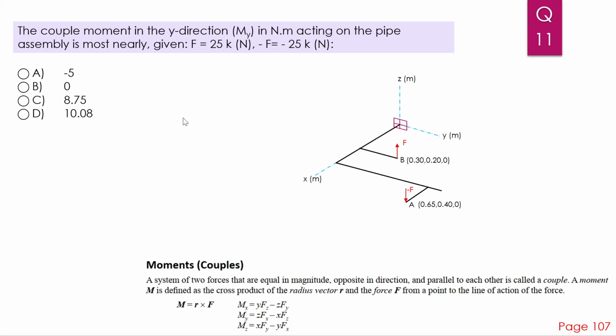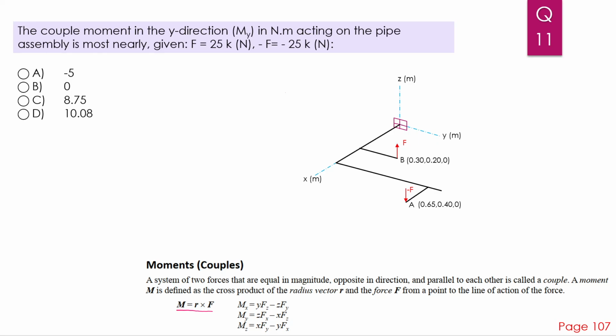The couple moment in the y direction in Newton meter acting on the pipe assembly is most nearly. Given F is 25 in the K direction and negative F is negative 25 in the K direction. Okay, so we have this pipe assembly with two forces. In such questions, we need to be careful when we are doing our computation, because we have a 3D system. And if you go to page 107, the moment equals R cross F. So we need to evaluate two vectors. The first is the vector that goes from the first force to the other one, and the other one is the force vector.